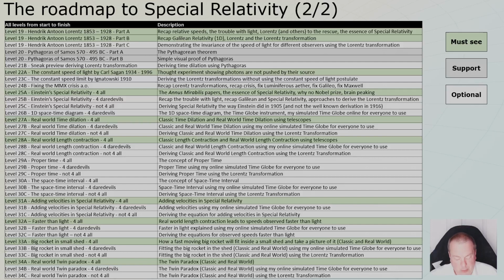Because putting a big rocket in a small shed is the second best known example of special relativity. But the number one example in special relativity, of course, is... No, it's not GPS. Also famous. It's the twin paradox. I have to do the twin paradox. Although there are probably hundreds of videos out there doing this.